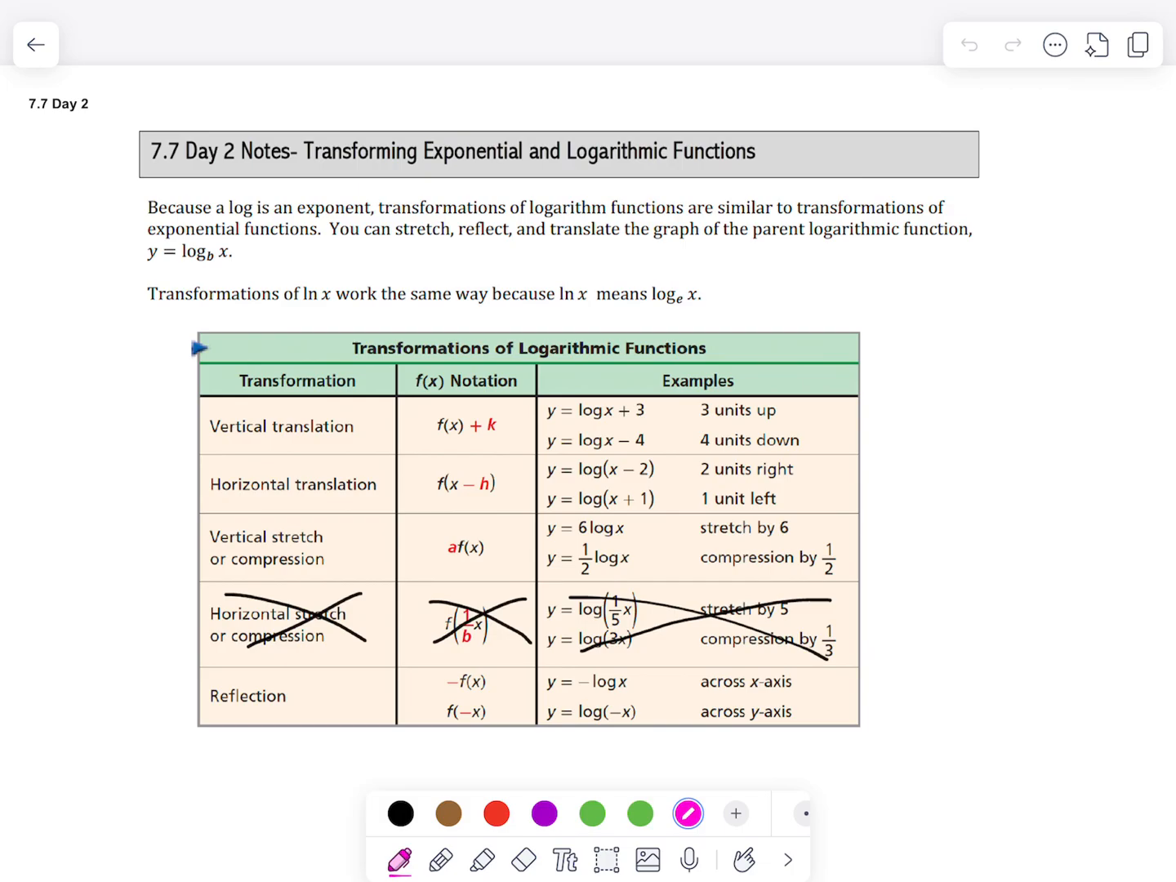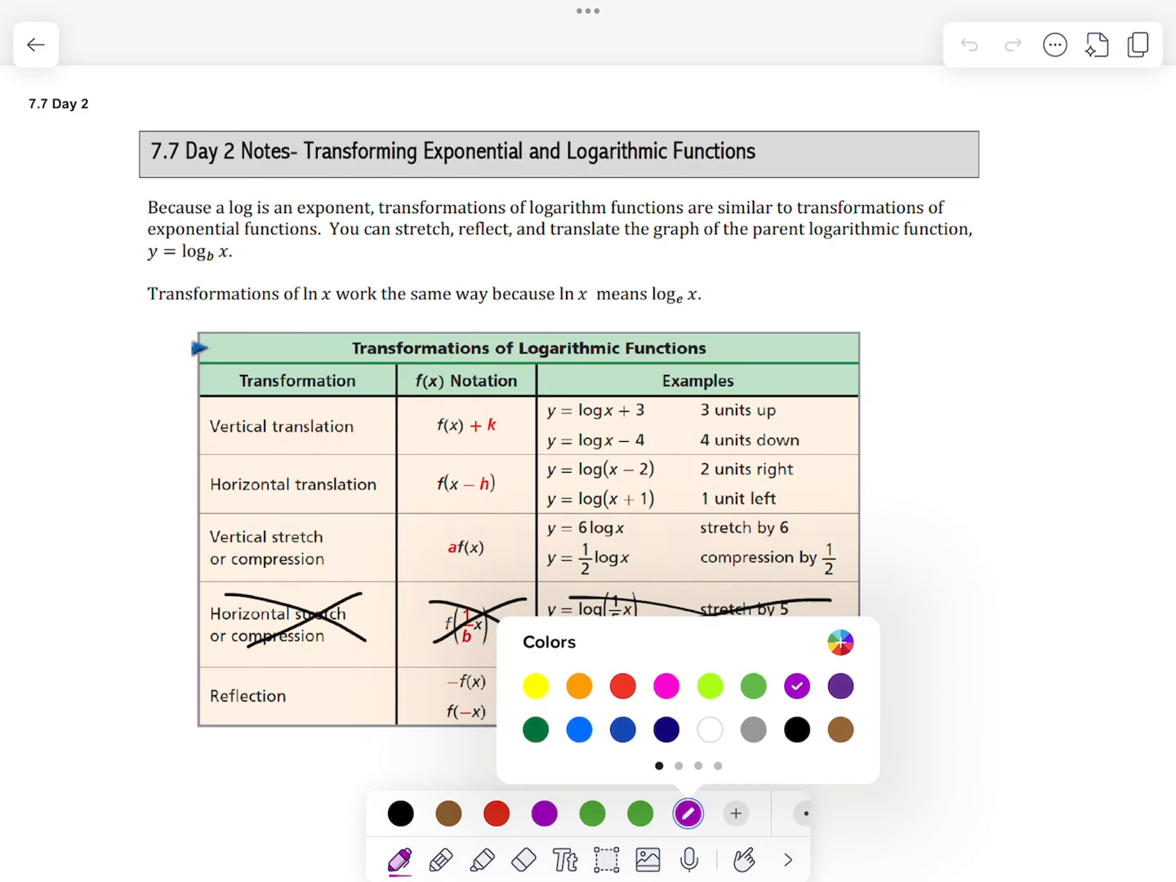Because a logarithm is an exponent, transformations of logarithmic functions are very similar to the transformations of exponential functions. You can stretch, reflect, and translate the graphs of the parent function of a logarithm. Transformations of the natural log work the same because the natural log means a logarithm of base e.